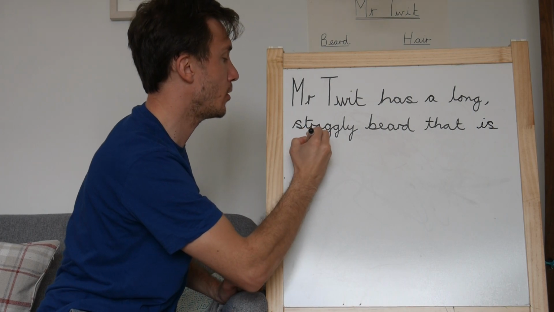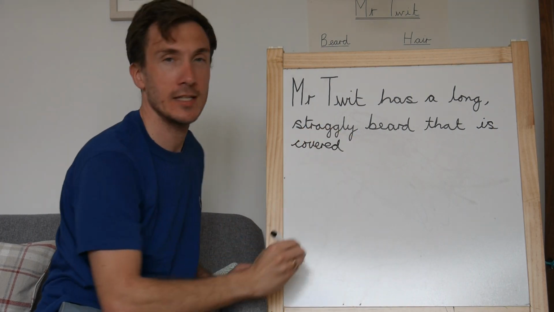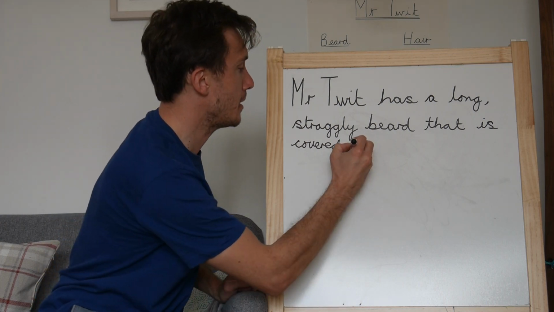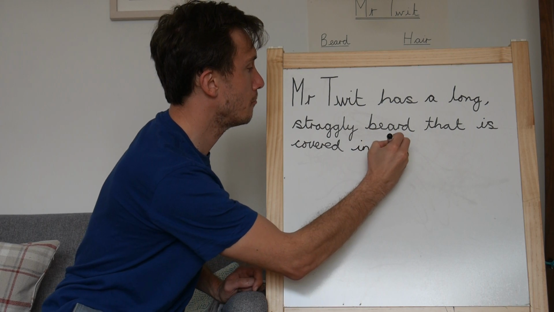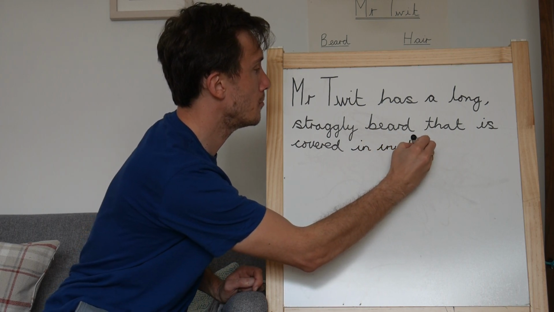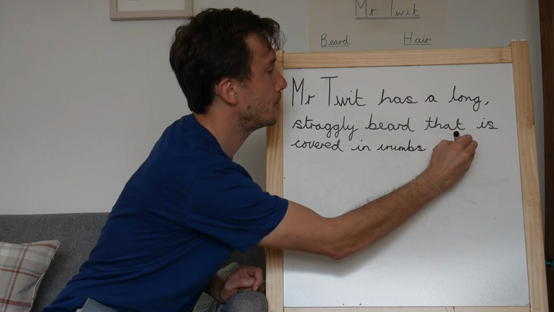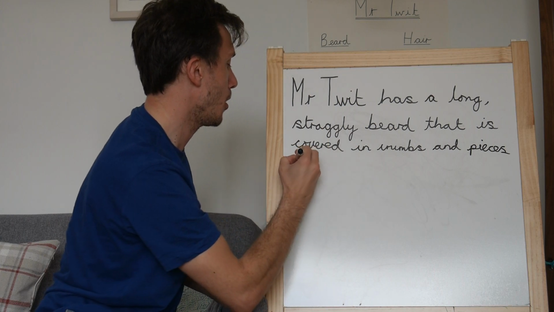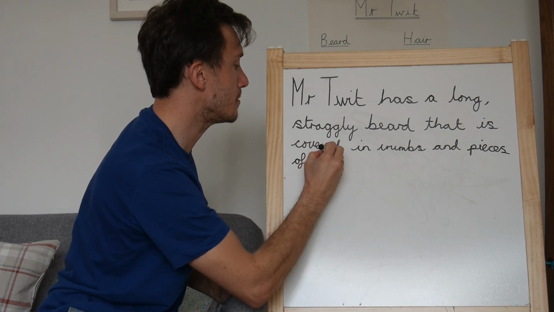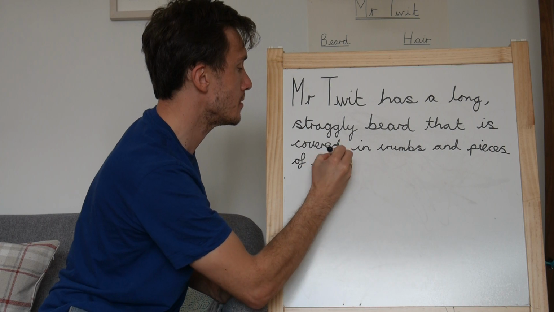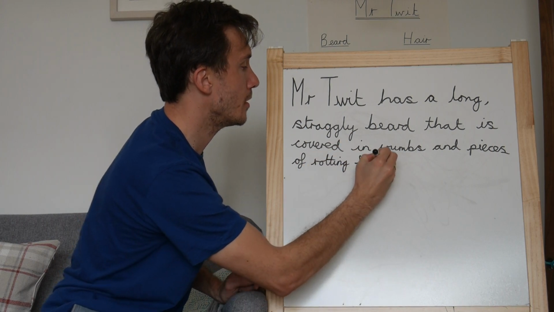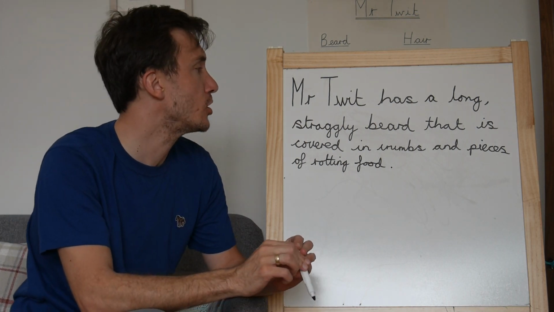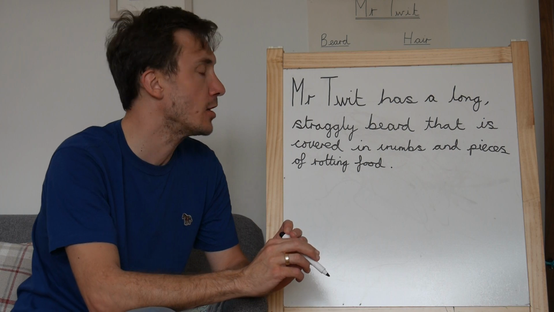Now I think you probably know what I'm going to say next, because if we think back to the story, it tells us at the beginning about Mr Twit's beard, and it's covered in crumbs and pieces of rotting food. How gross. Full stop there. So Mr Twit has a long straggly beard that is covered in crumbs and pieces of rotting food.